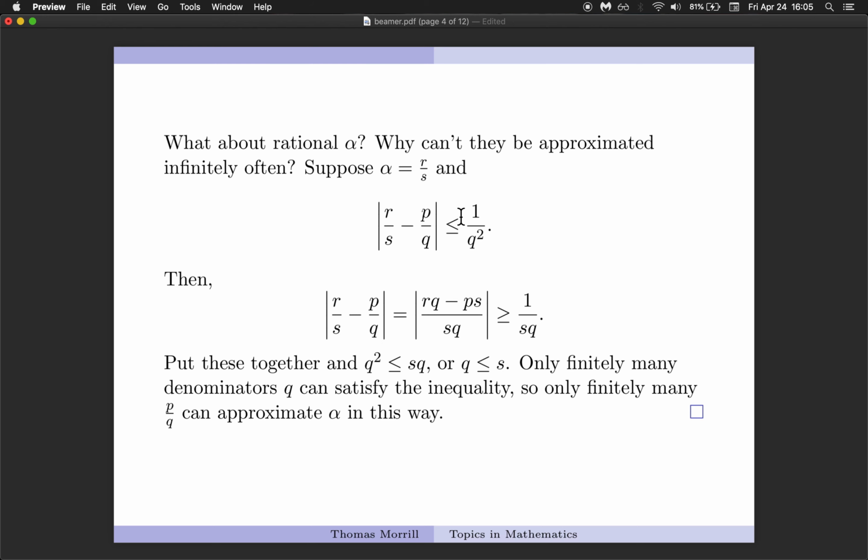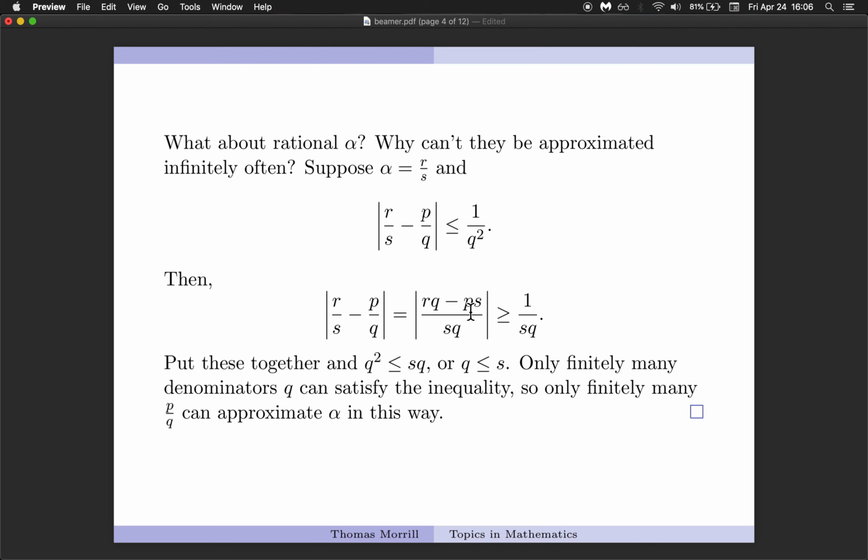What I want is some fraction p over q which is close to alpha, and I've just written it here as r over s. How close do I want it? It should be within 1 on q squared. On the flip side, I actually know how to subtract fractions, so I am going to raise the question, how close together could these fractions be? Or rather, what is a lower bound on this difference?